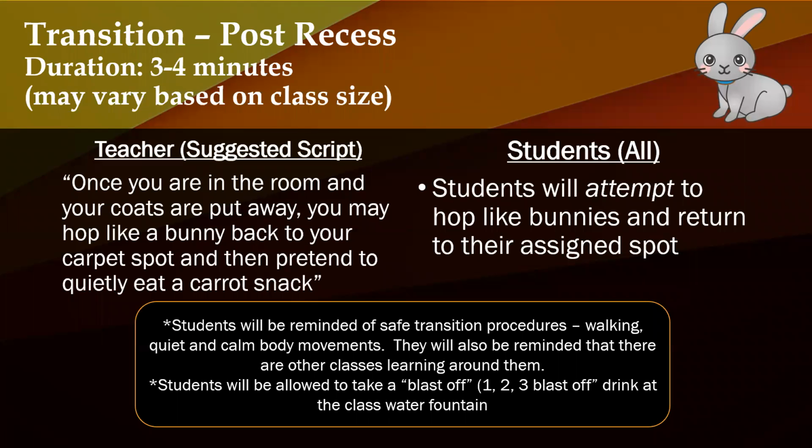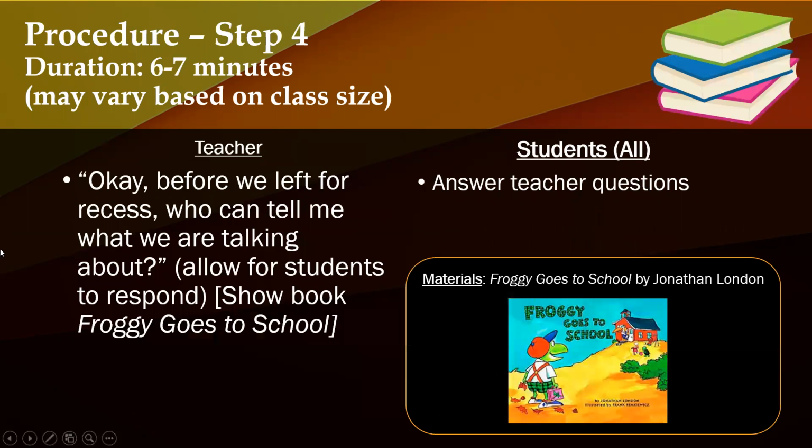All right, post-recess transition. Teacher suggested script includes, once you are in the room and your coats are put away, you may hop like a bunny back to your carpet spot and then pretend to quietly eat a carrot snack. This allows students to come into the room, and they will again be reminded of safe transition procedures, but they will also be allowed to take what we call a blast off drink, counting 1, 2, 3, blast off at the water fountain since they are coming in from outside. Again, you can transition however you'd like. This is simply a suggested one, as in this example, they are coming from recess.